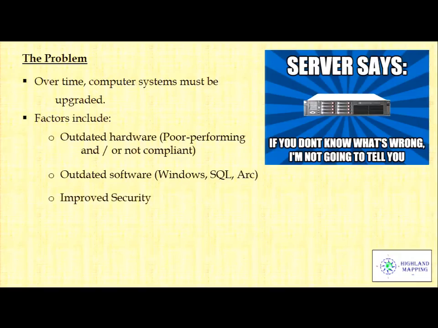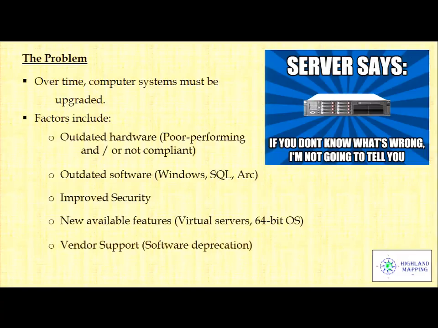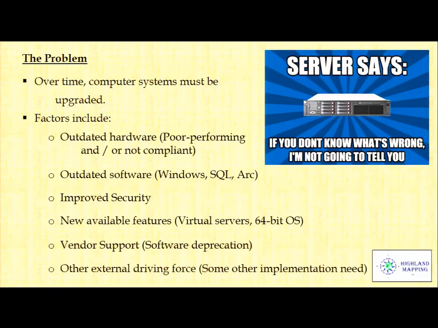Better security. We want to improve our security. New available features: virtual servers, 64-bit operating systems, things like that. A lot of virtual servers. I see more of that than anything these days. Vendor support. You may have some third-party application that needs to be upgraded. You need to upgrade your system so that their application will work or will continue to be supported. And yeah, a lot of times it's Esri. Esri's saying we don't really support 9.2 anymore, you need to upgrade. And some other sort of force can be anything.